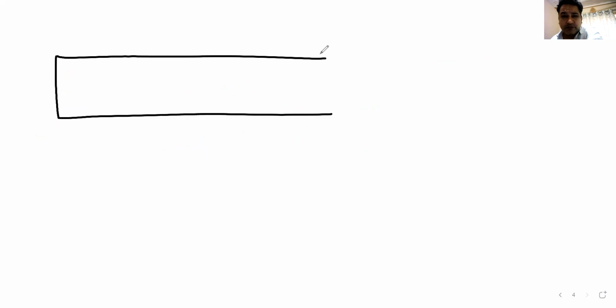This is a triangular shaped wire placed in a magnetic field. The magnetic field is B, like this. Now I keep a moving wire like this, and I move the wire like this with some velocity. Now let us see whether there is an induced EMF in the loop or not.